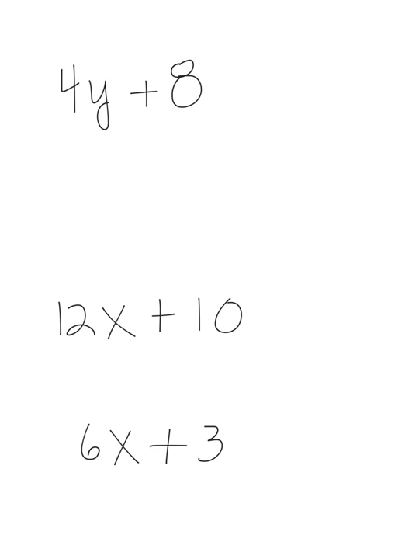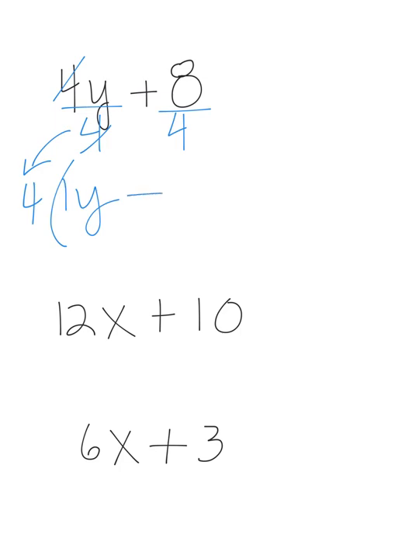Another example, 4y plus 8. How can we break this apart using greatest common factor? We could divide both by 4, remembering that's going to get out here. 4y divided by 4 is y, because 4 divided by 4 is 1. If you feel comfortable, you can write the 1 there, but you don't need it. And 8 divided by 4 is 2.